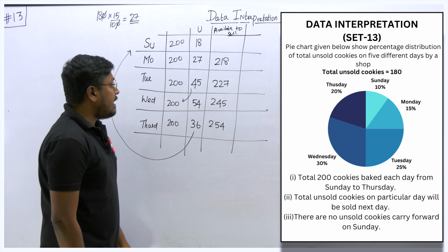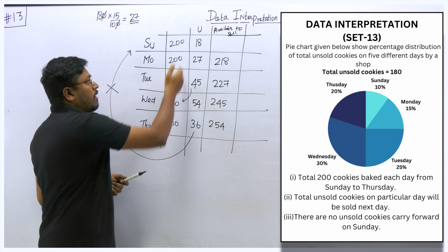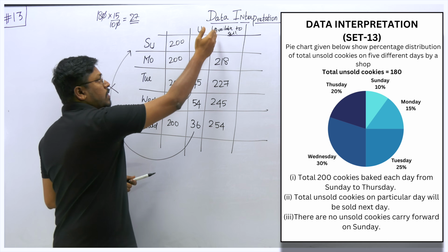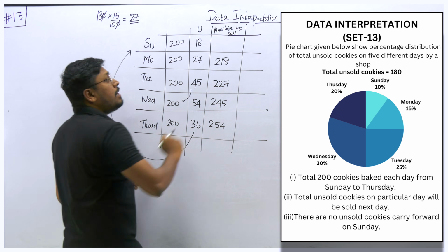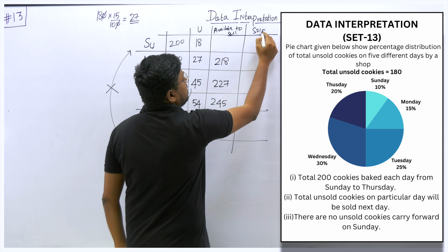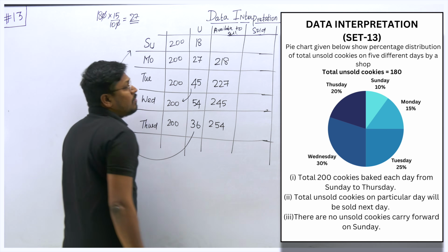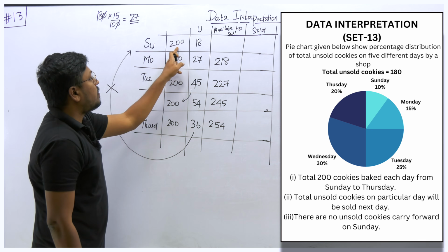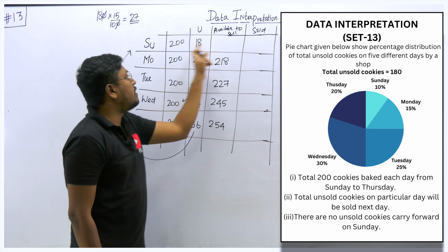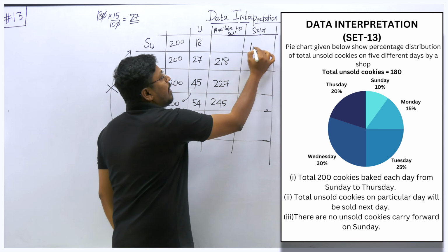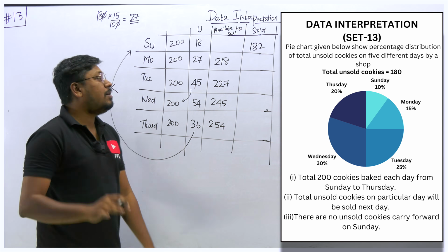So what is the next thing we need to find here? We found baked, unsold, and total available. Now we can find how many cookies are sold. That is also easy to find. Why? Because we know the total number of cookies here. The total number of cookies is 200. Unsold is 18. What about the sold? 200 minus 18 will be 182. So 182 will be the total number of cookies that were sold on Sunday.